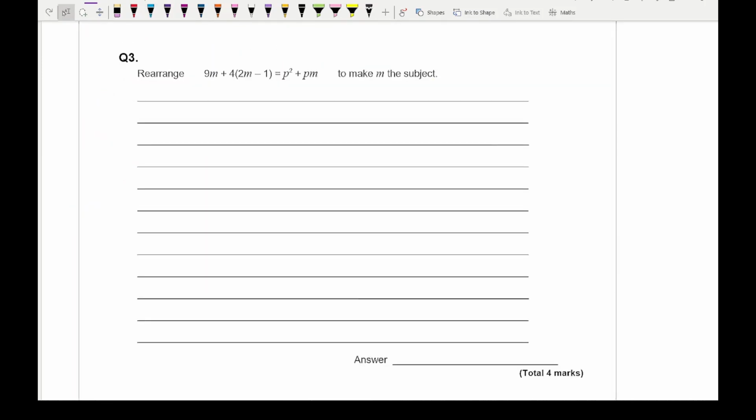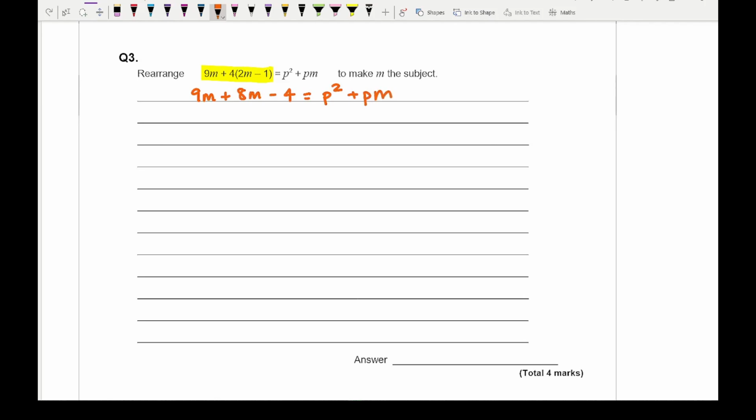So moving on to question 3, it says rearrange 9m plus 4 lots of 2m minus 1 equals p squared plus pm to make m the subject. Now for this, what we need to do first is expand the brackets. So we need to get rid of any brackets when we're doing these types of questions. So here we've got 9m plus 8m minus 4 equals p squared plus pm.